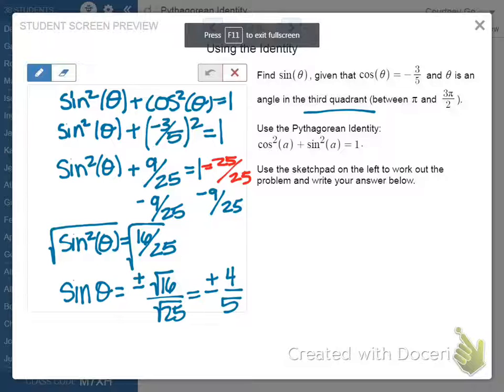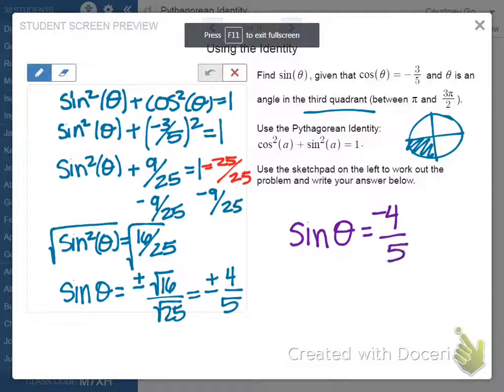To decide which one it is, as far as plus or minus goes, I'm looking at the problem. I see it gave me that theta is an angle in the third quadrant. So therefore, down here is the third quadrant. So that means that sine is going to be negative here. So my final answer will be sine theta equals negative 4/5.